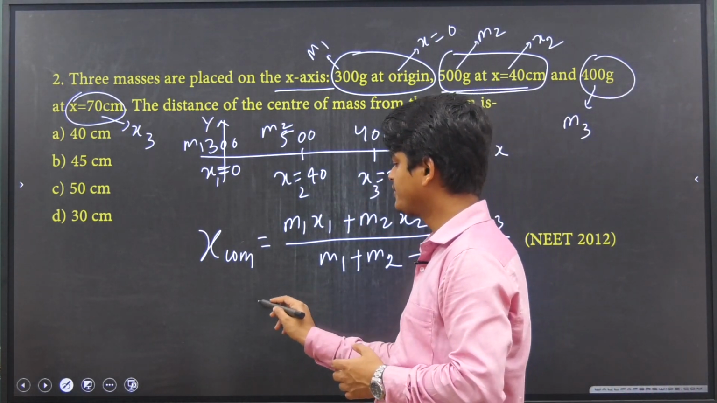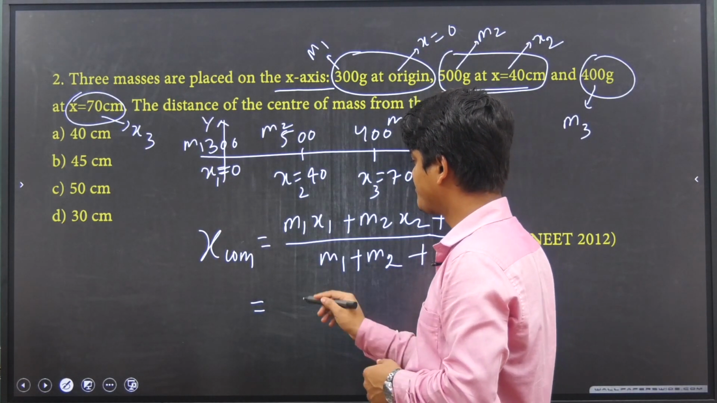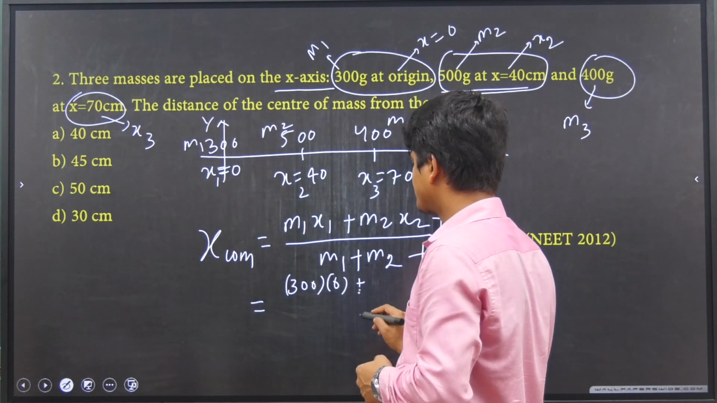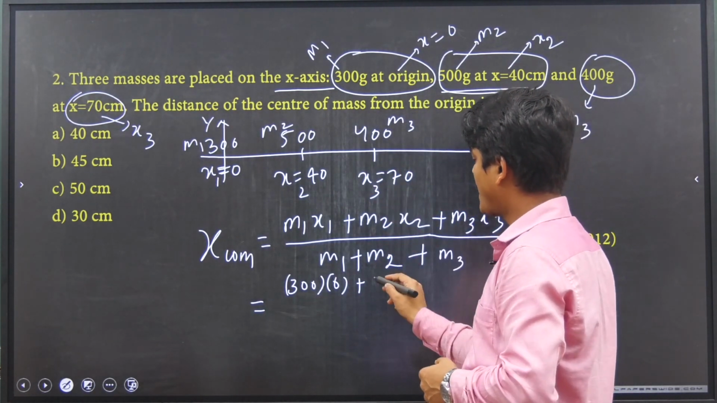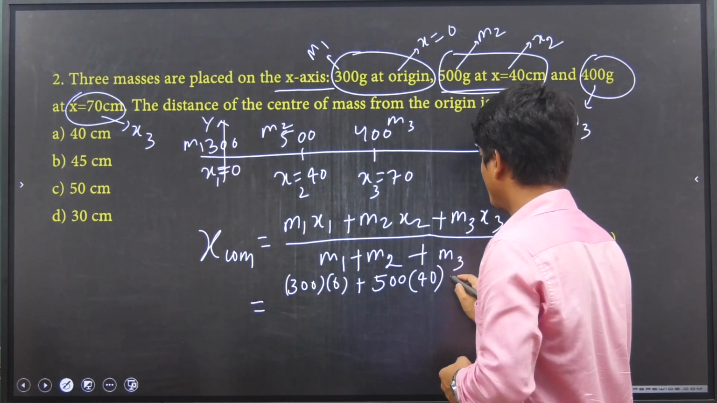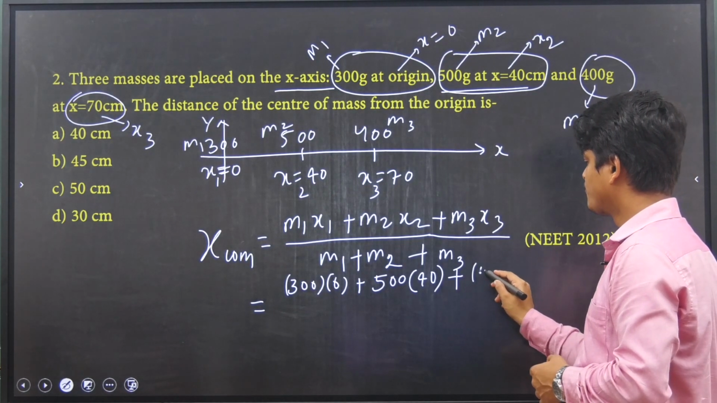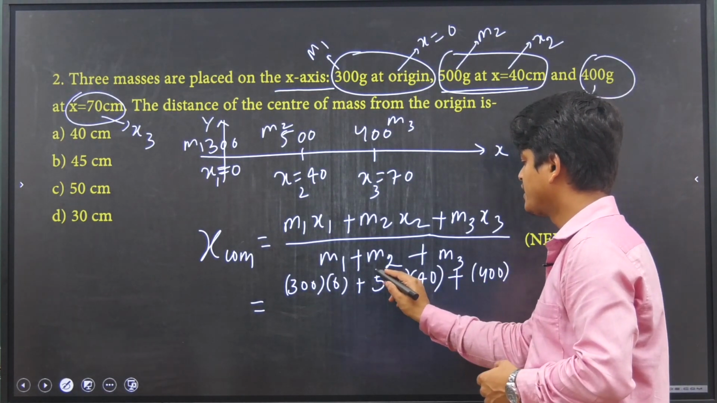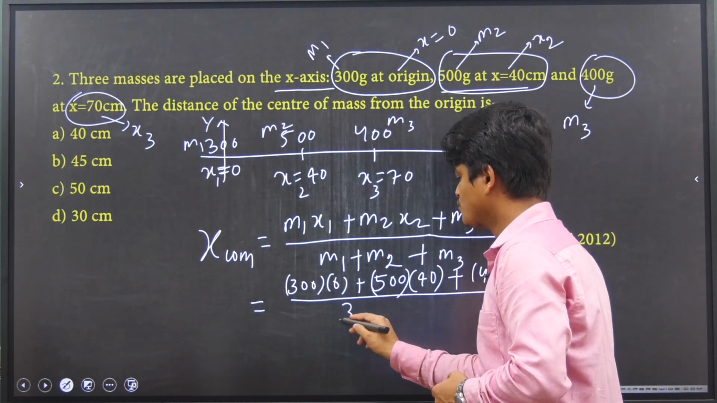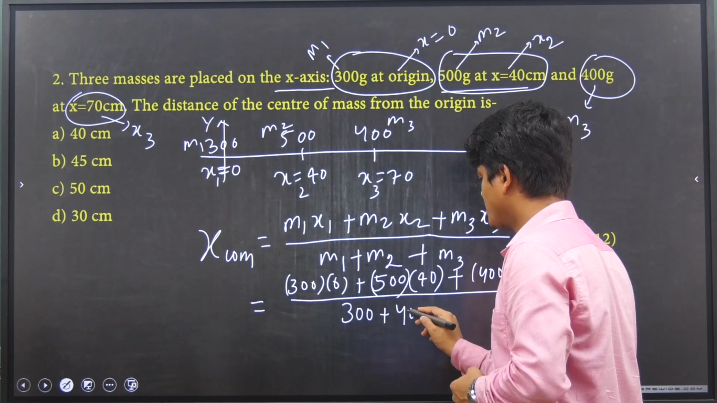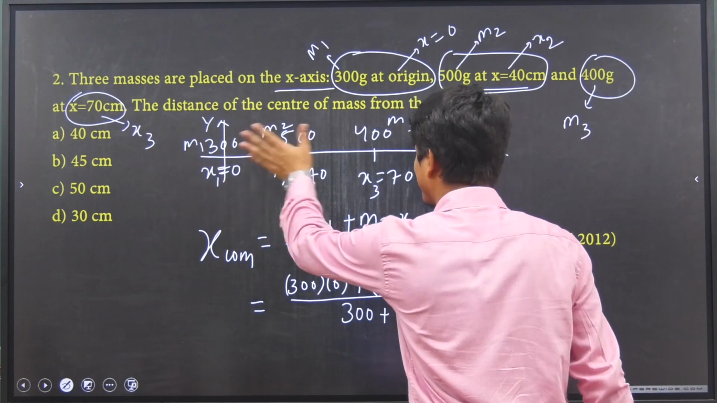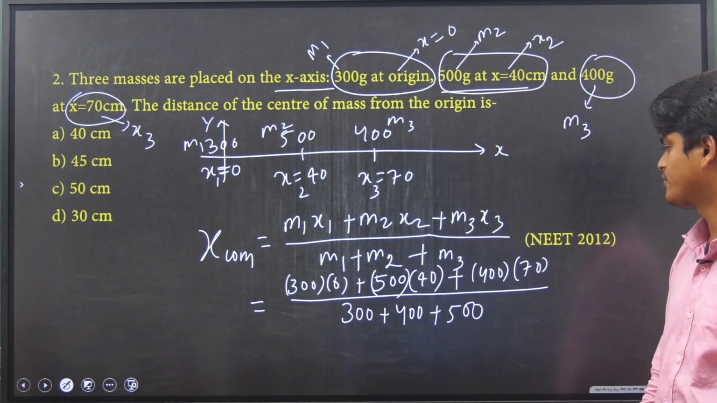Now here you can substitute everything. So here it is 300 gram, so I can put 300 into x1, how much? 0, then plus M2 is how much? M2 is 500, so I can put 500, and here x2 is 40, so I can put 40, plus M3 is how much? 400, so I can put here 400, and x3 is nothing but 70. Now divided by how much? I have to do 300 plus 400 plus 500. Okay, all masses you add here. So here I added 3, 4, 5 like this.